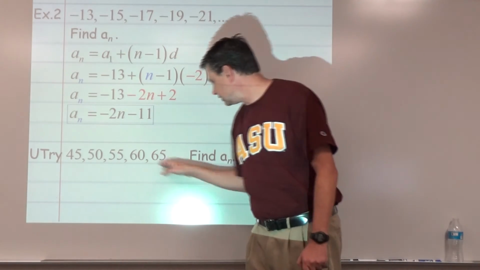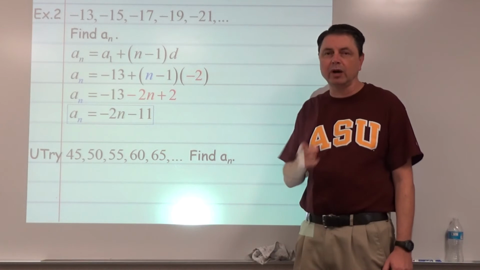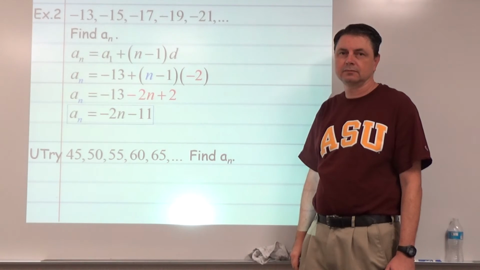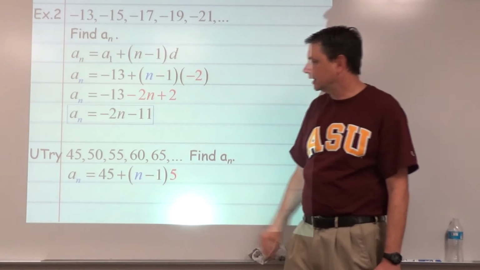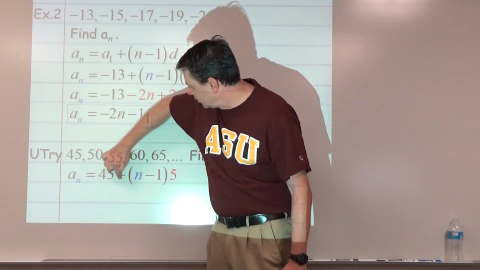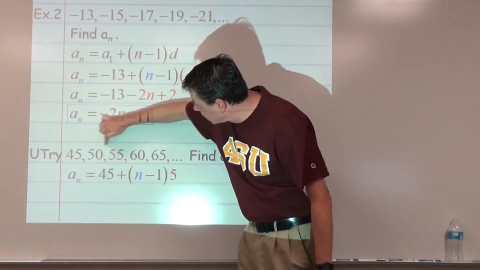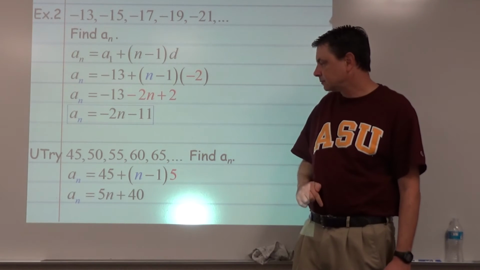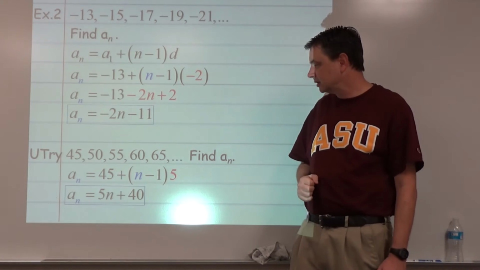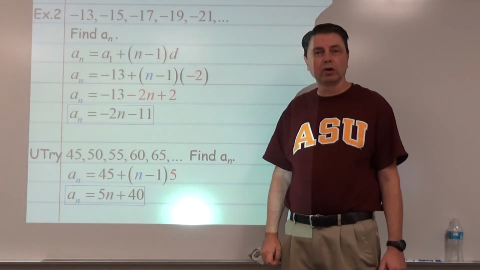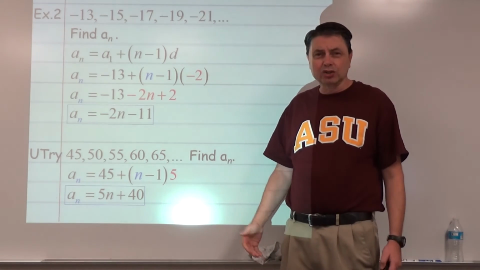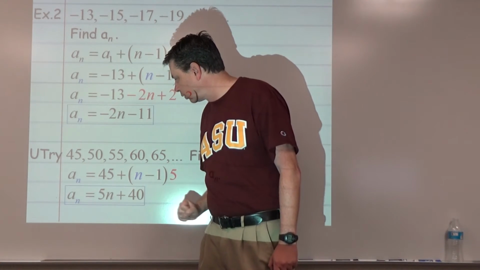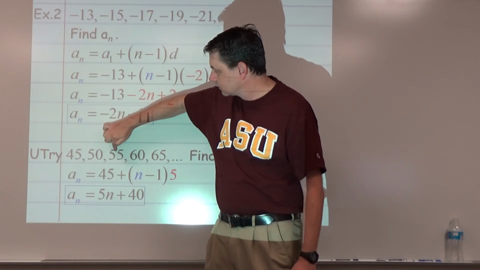All right, you try this one, find a sub n. Pause the video here until you got your answer. A sub n is the first term, plus n minus 1 times. The common difference is 5. Let's distribute the 5. Combine like terms. And you got 5n plus 40. We can give it a little try, see if it works. Like, what if I plugged in a 3? 5 times 3 plus 40 would be 55. And it matches what we have.